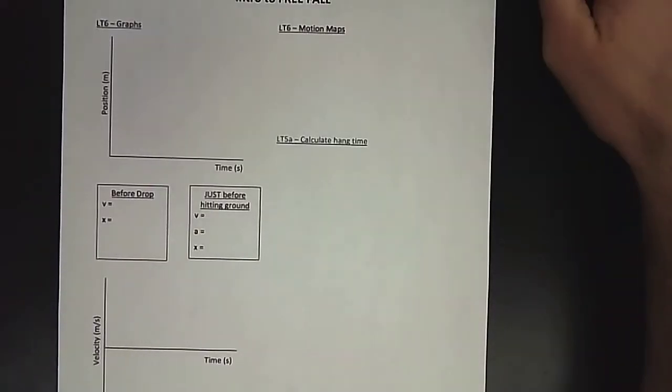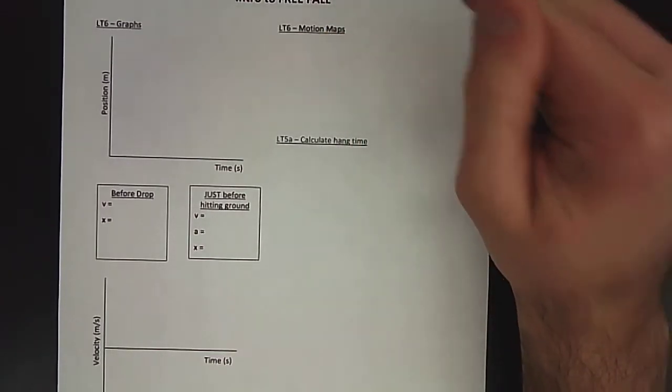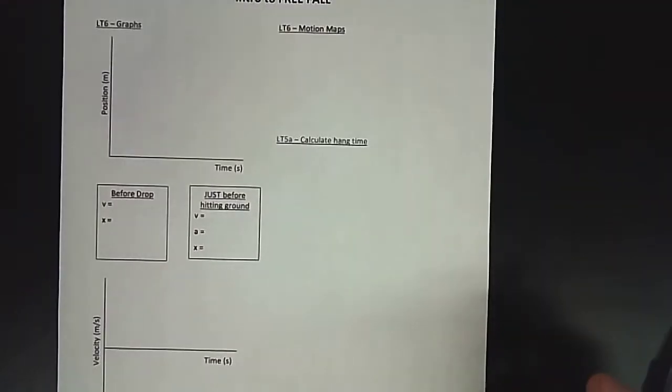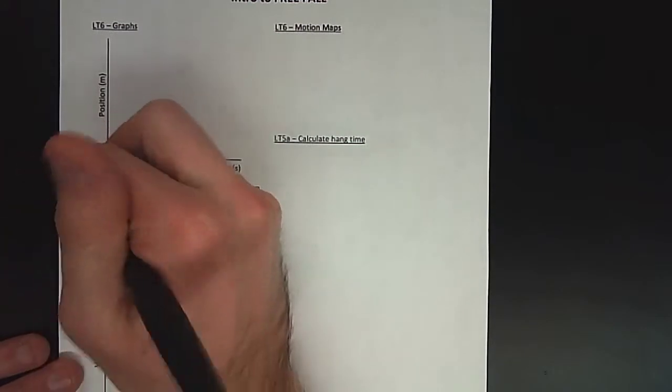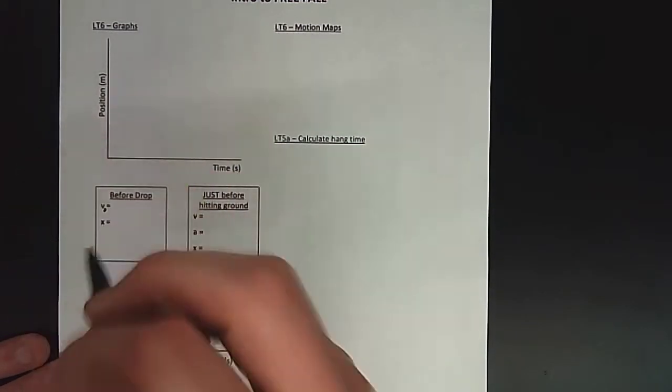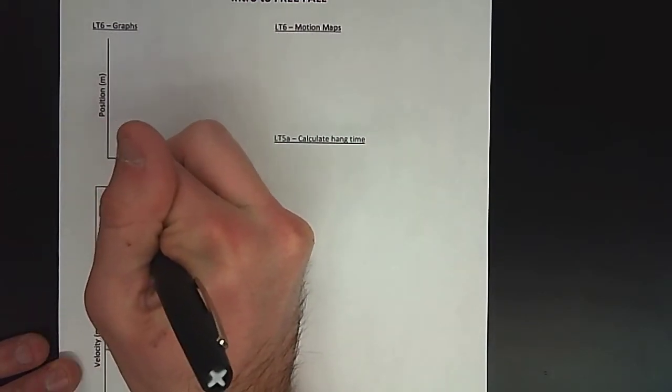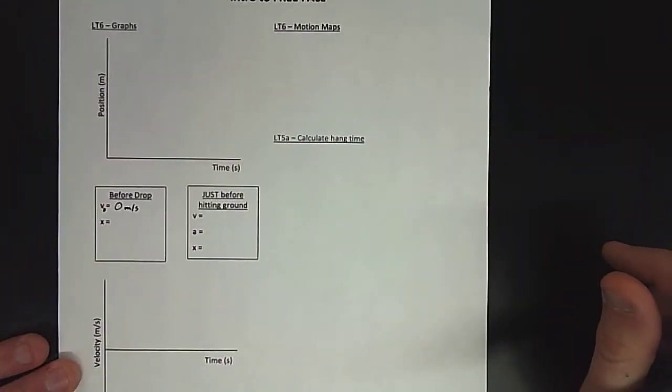All right, in this video, I am going to be introducing solving problems for objects that are in freefall. So first, let's just go over what that means if an object's in freefall. Well, that means that its initial velocity is always going to be 0 meters per second, right? We're just about to drop an object.